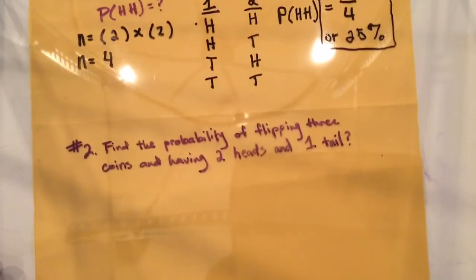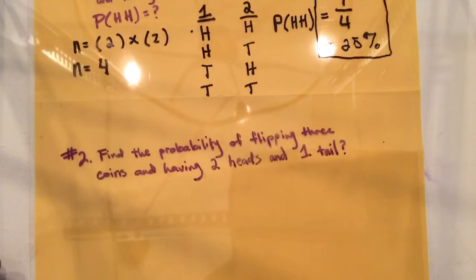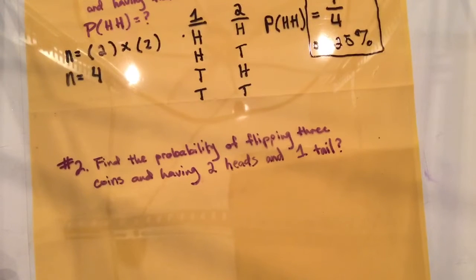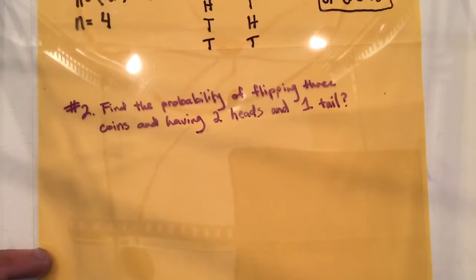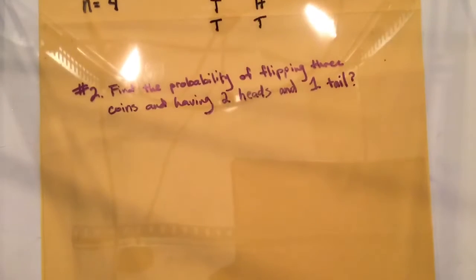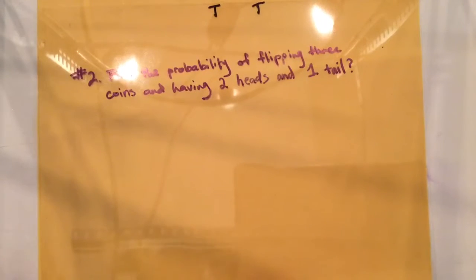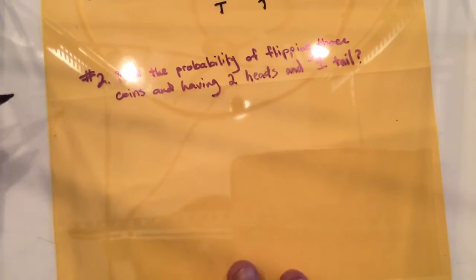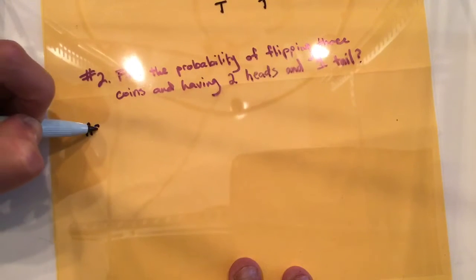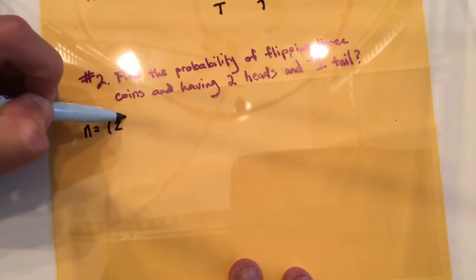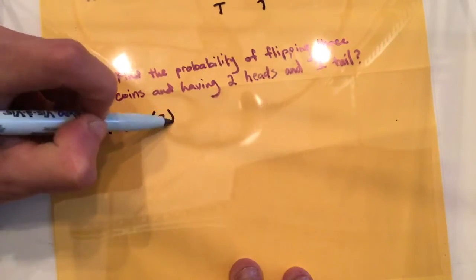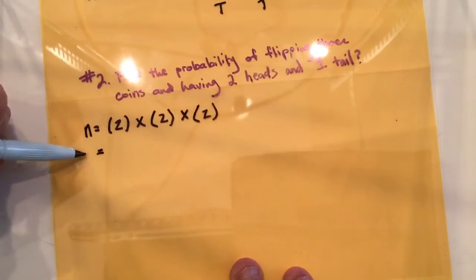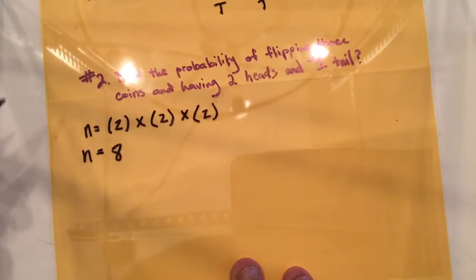Example number 2 is similar, another coin flip question. Here we are going to be finding the probability of flipping 3 coins and having 2 of them land on heads and 1 of them land on tails. First we're going to determine the total number of possible outcomes, just like we did previously. Sorry, let me get my paper set up here. There we go. So n is equal to, our first coin has 2 outcomes, our second coin has 2 outcomes, and our third coin has 2 outcomes. So we have 2 times 2 times 2, which is equal to 8. So we have 8 possible outcomes.